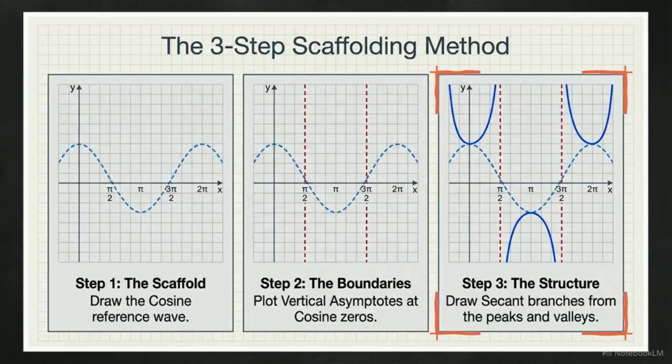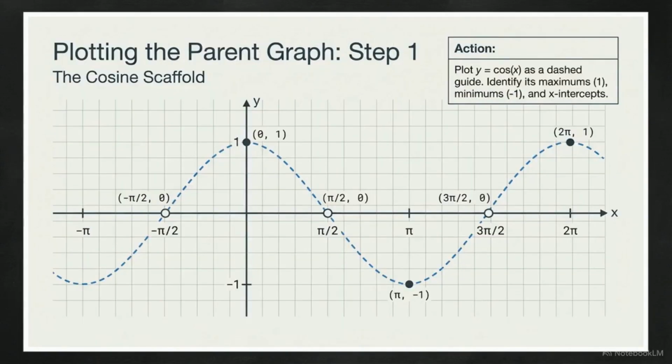This allows us to map the secant graph using logic, rather than trying to memorize a chaotic list of coordinates. This first plot outlines step 1, pouring the foundation. Before drawing any secant curves, we sketch a standard cosine wave as a dashed guide. Notice the empty circles exactly where the wave crosses the horizontal axis.